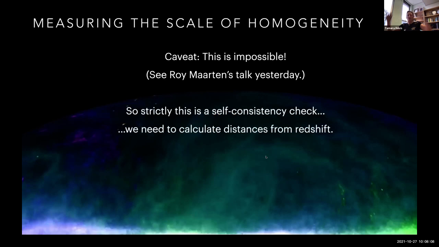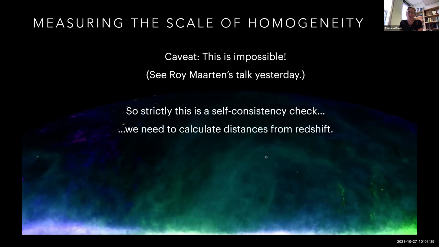So first, measuring the scale of homogeneity. We know from Roy's talk yesterday that this is technically impossible. We can only see on our past light cone. We can't actually measure the homogeneity scale without making some sort of assumptions about the things that we're looking at. So in many ways, this is a self-consistency check.